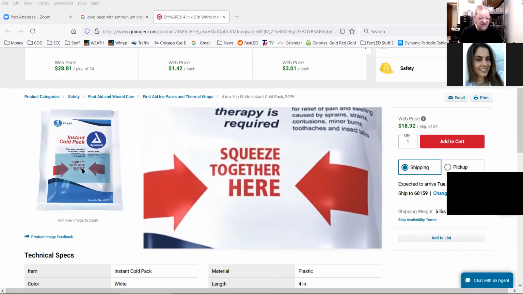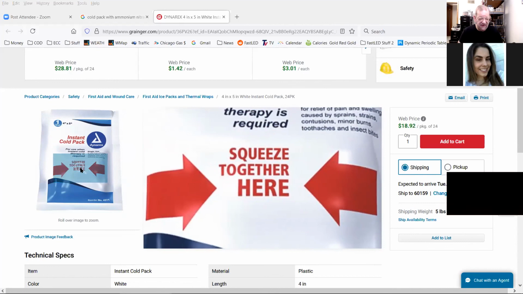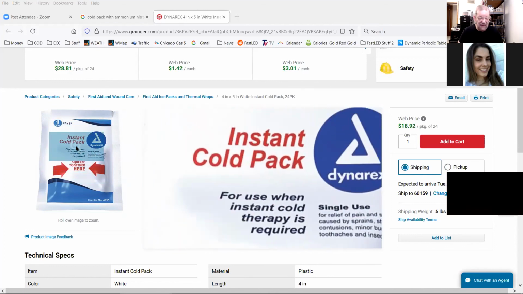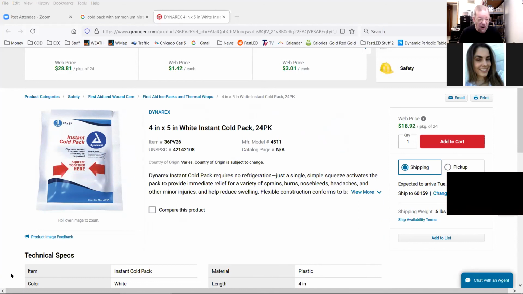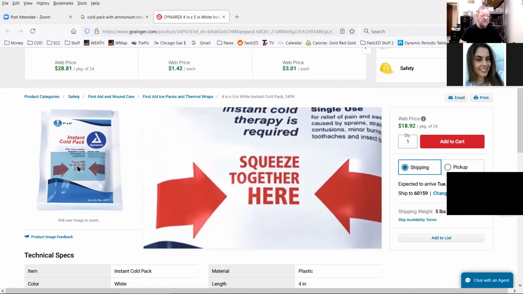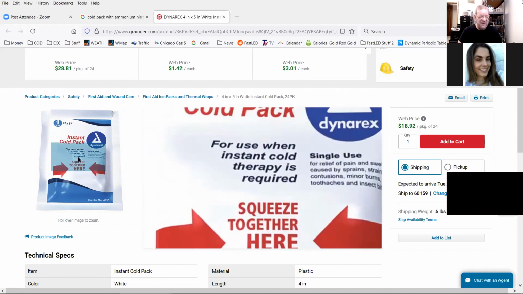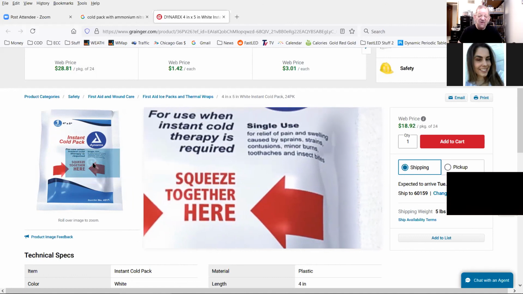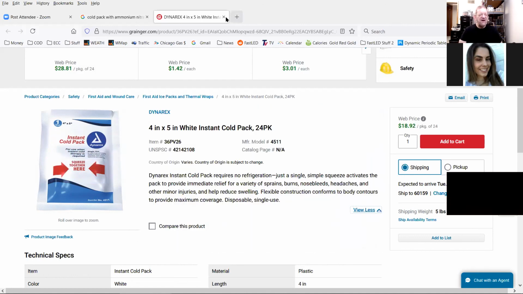And see right here where it says squeeze together here. What happens is in this instant cold pack, there's water and a chemical called ammonium chloride. And what you do is there's a vial here that has the ammonium chloride. You break it and mix it, and this gets real cold. Why? Because there's a chemical reaction.